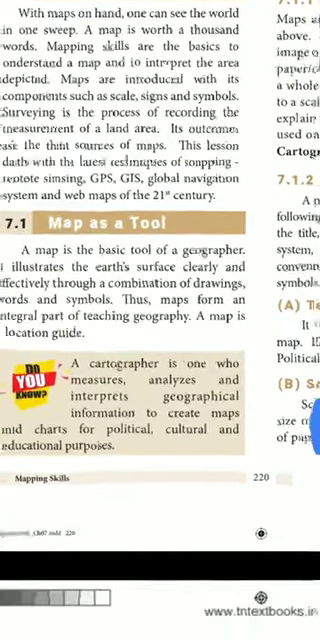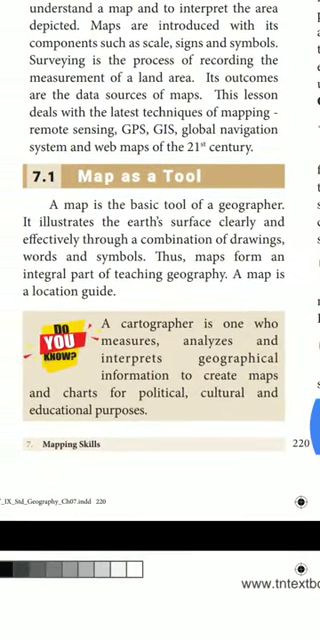A map is a basic tool of a geographer. So for whom it is the basic tool? One who is learning about the land, isn't it? Who is called as a geographer. So a map is the basic tool of a geographer. It illustrates the Earth's surface clearly and effectively through a combination of drawings, words and symbols. So how this map was explained? It was explained about the drawings of words and symbols.